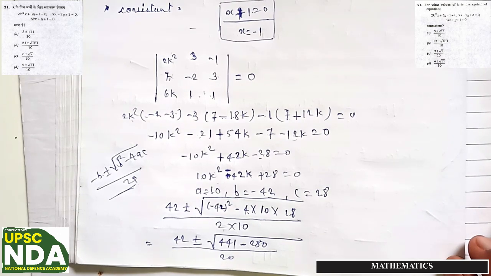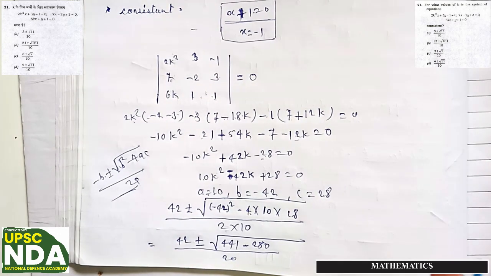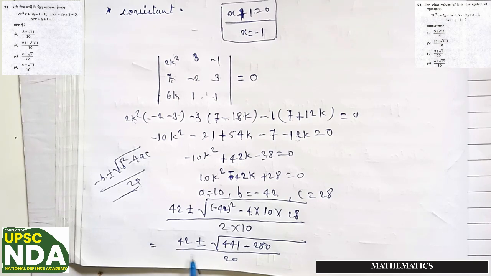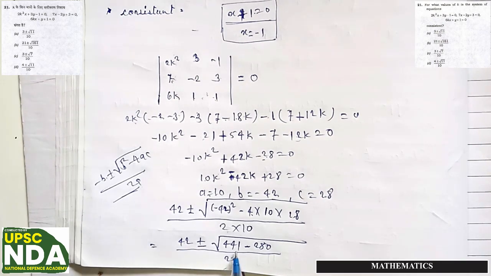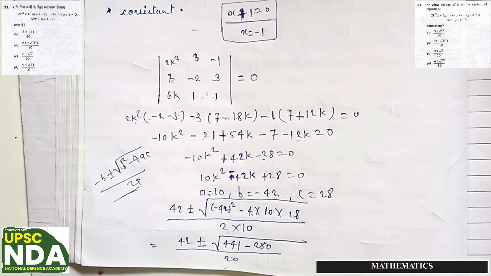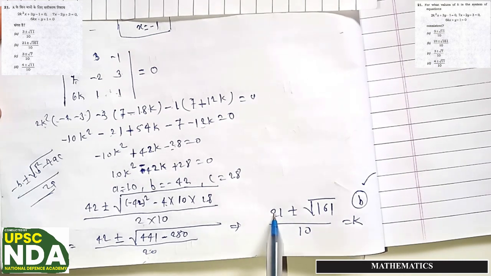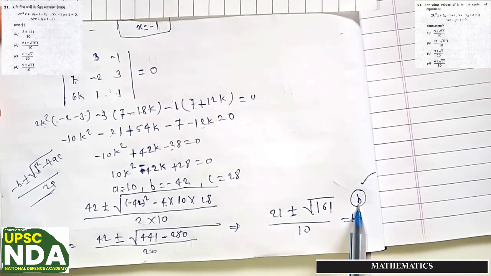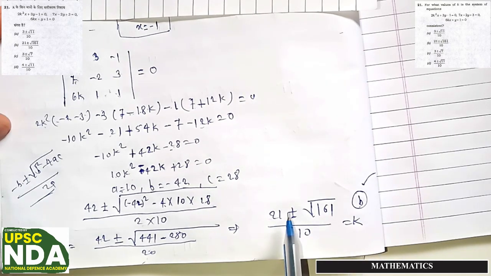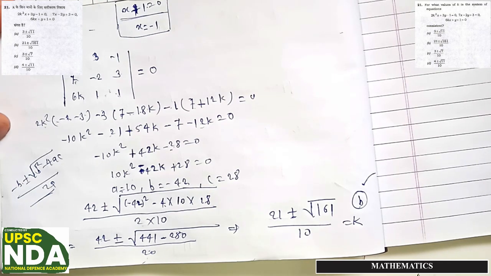So go for the division. What is the possible division here? You cannot cancel 42 directly by dividing by 2 here. What term can we take common? Subtracting, we get 441 minus 280, which gives the square root of 161. Divide by 2 here: we get 10, and here we get 21. This is given in option B: k equals 21 plus minus square root of 161 by 10. See how easy these solutions are.